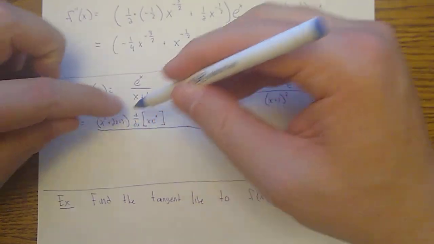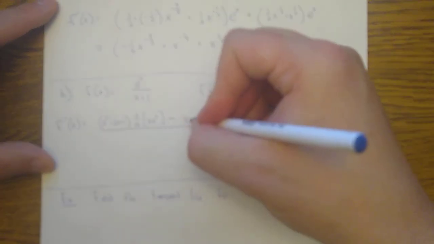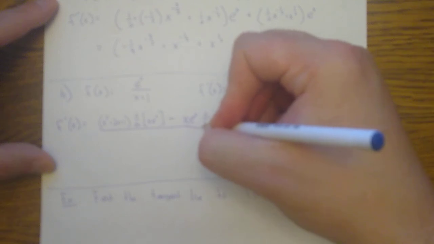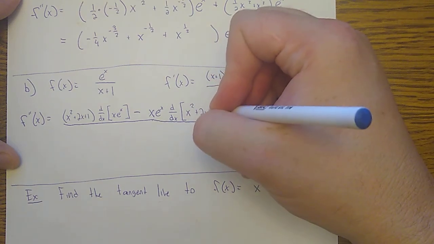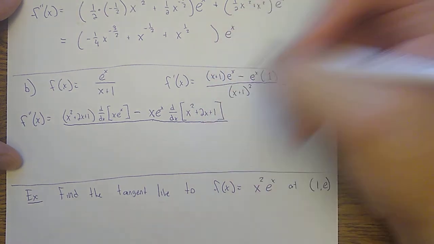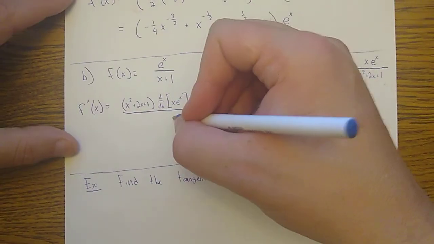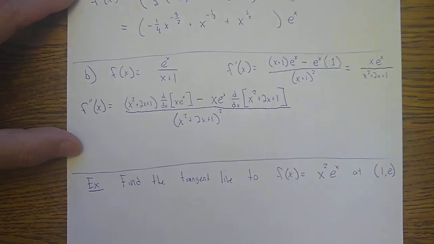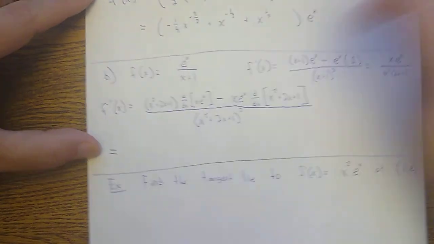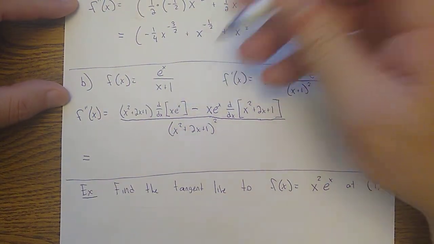So it's just the bottom times the derivative of the top, and then I'm going to say minus the top times the derivative of the bottom. I'm going to do something similar here. I'm not even going to worry about what the derivative of the bottom is. I'm just going to write this, and I'll fill it in later, over the bottom squared. Okay, for my next step, I will fill those things in.